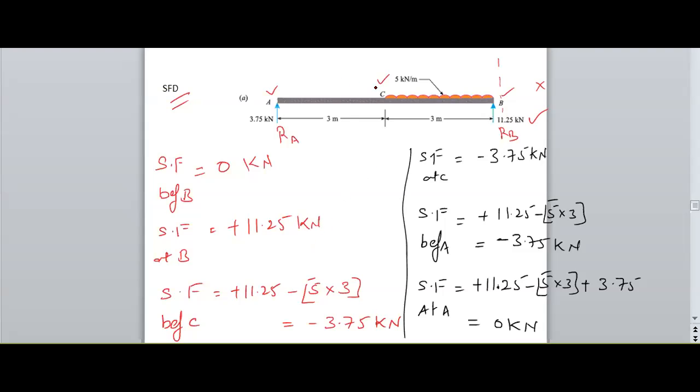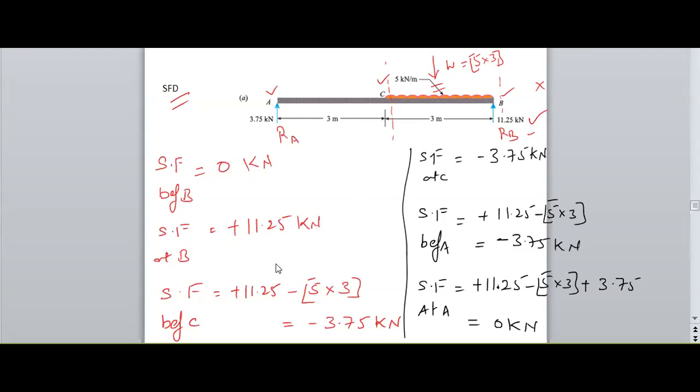Next, C point. I need to shift for the C point. So before C means I need to have 2 point loads. One is RB and the second one is a UDL. I need to convert the UDL into point load again, whose magnitude is 5 into 3.